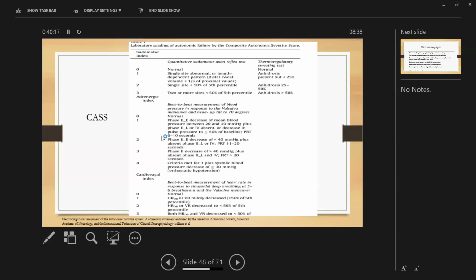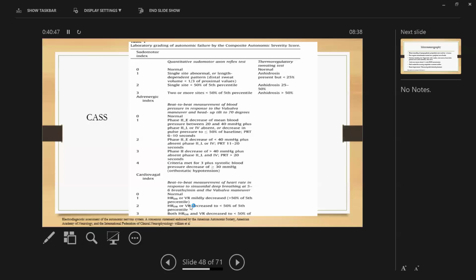Similarly, in the adrenergic index, a patient with the highest score of 3 or 4 will have a more pronounced fall in phase 2, a decrease of more than 40 mmHg, or there will be an absent overshoot. In cardiovagal, based on the heart rate, we are checking heart rate variability due to deep breathing and the vagal ratio calculated by Valsalva. If both are abnormal, we will give a higher score of 3. If either one is abnormal, we will give a score of 1 or 2.